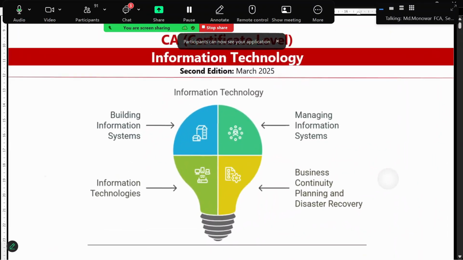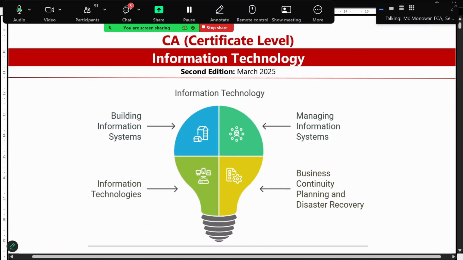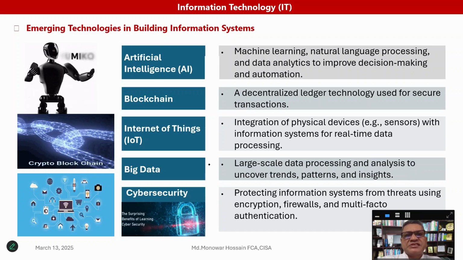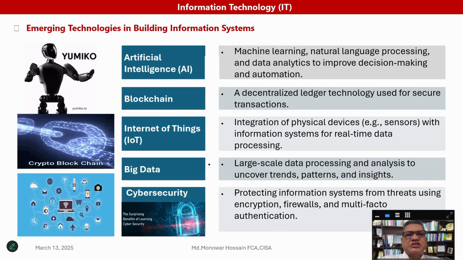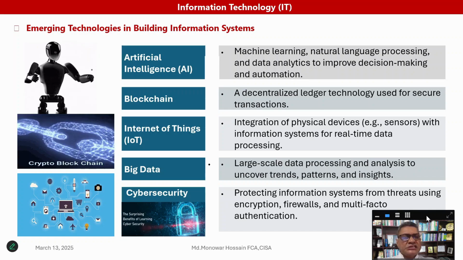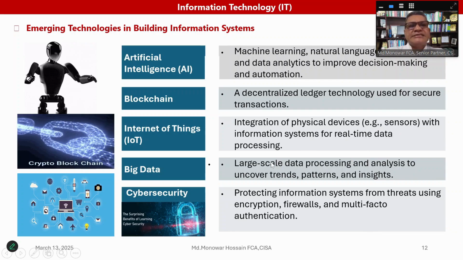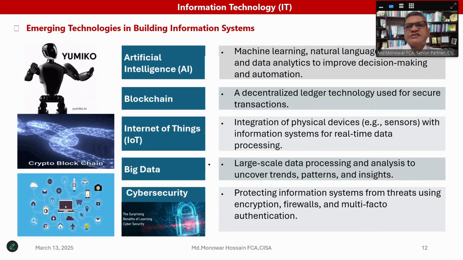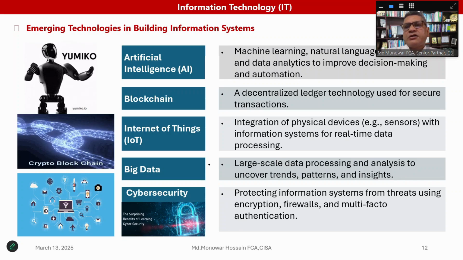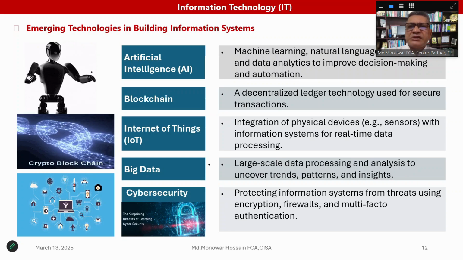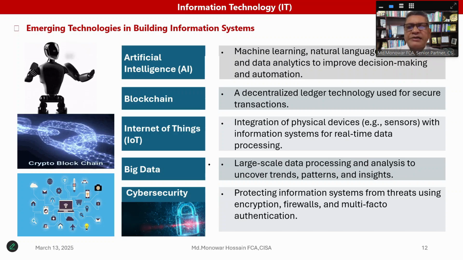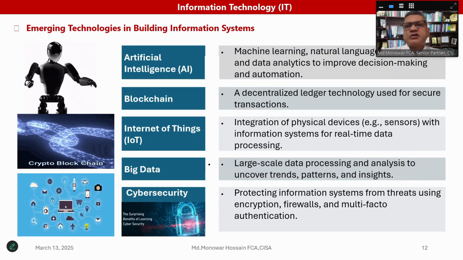In our information technology certificate level, we have 4 basic modules. So machine learning, natural language processing, and data analysis improve decision making and automation through artificial intelligence. And blockchain technology is a decentralized ledger technology used for secure transactions. Each and every transaction makes a block, and all records can be found out. It is very important that all our records should be kept properly and no data destroyed.